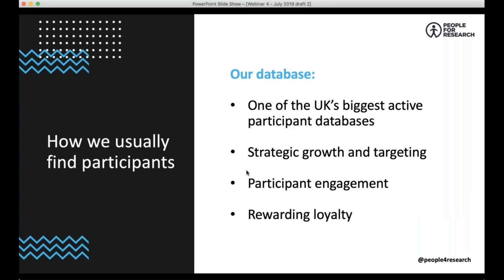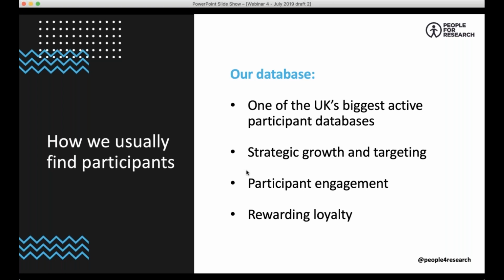So how we usually find participants. We run one of the UK's biggest active participant databases, which is grown through strategic techniques that we apply that are part of our yearly strategy, and also through targeted campaigns. One of the main things we try to do is to keep the process fun, and the process of being part of this online community that we try to build, and also the sense of building a community. So trying to make people feel like they belong to a group that is actually helping to make a difference by improving digital products and experiences.